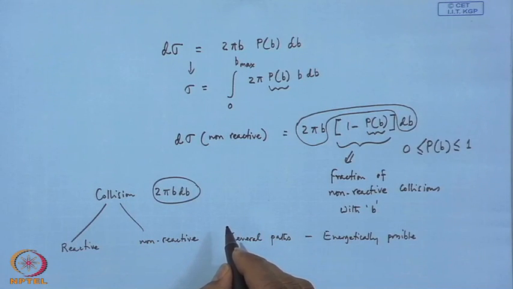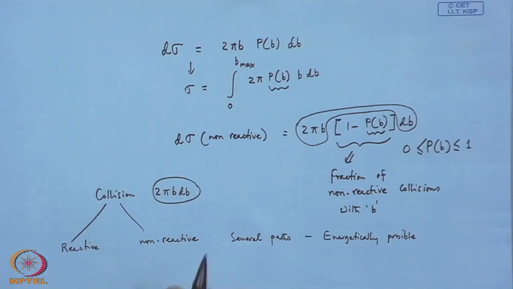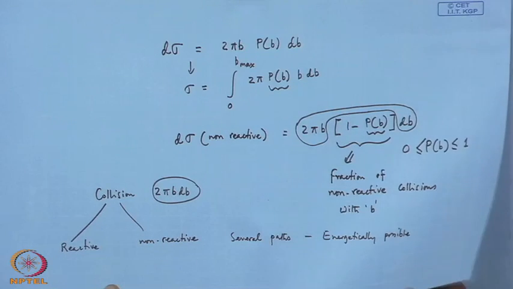Okay. And the final outcome of collision with B in the range B to B plus dB. You have to think of B as ranging from B to B plus dB, so this value becomes 2 pi B dB. Okay. So, reaction cross section, you can think in this fashion.